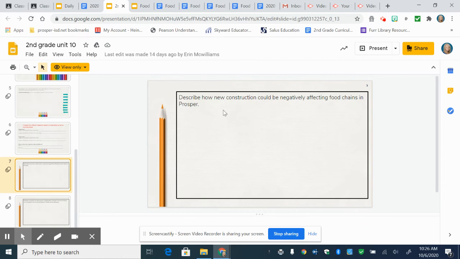So I have to talk about how that could negatively, what would be bad for the animals living in that area and the plants. Okay, and then I have to try to tell them, what could we do to help them out? How could I fix that problem? So if we're going to build houses and they're not going to have a place to live, what's my solution? What can I do for them?